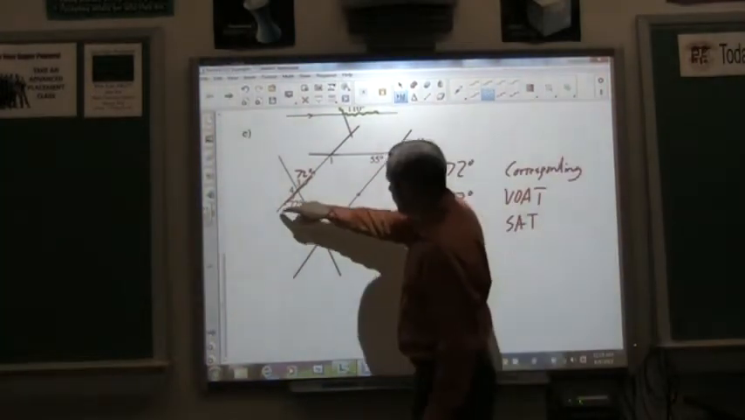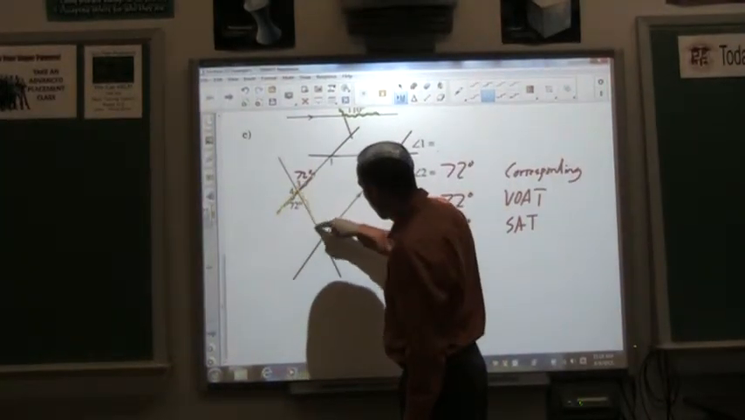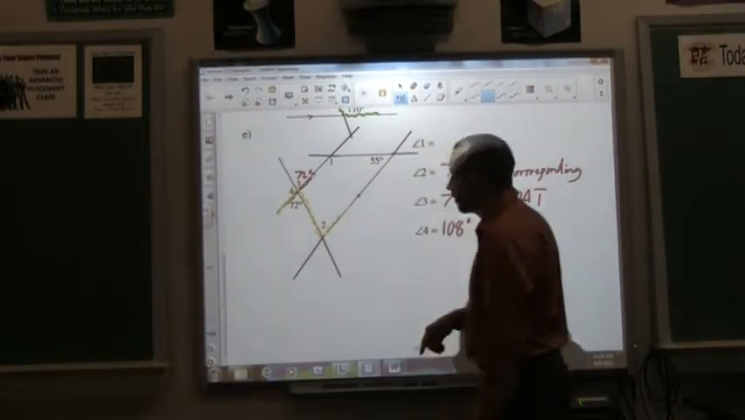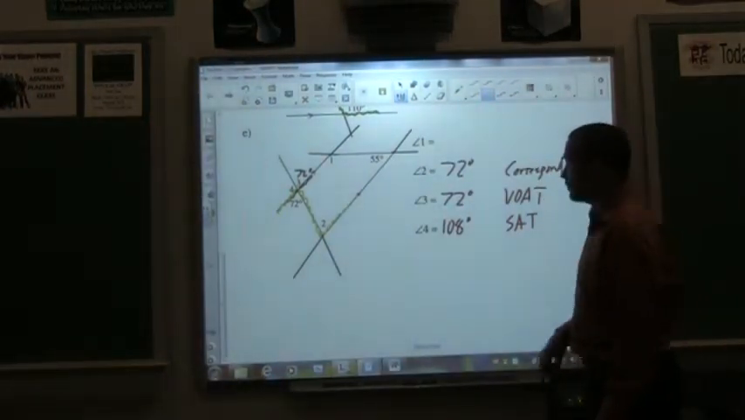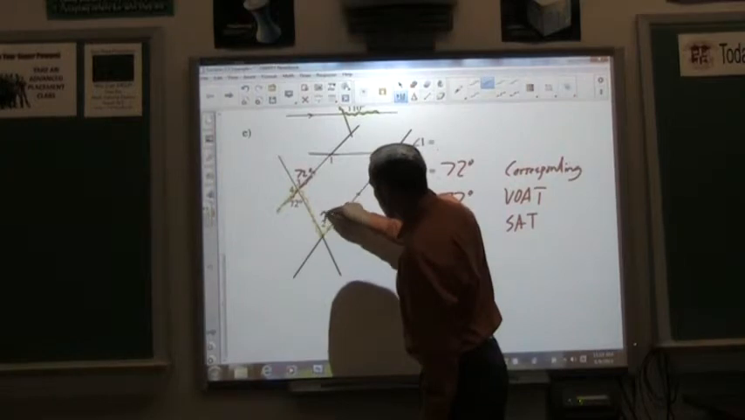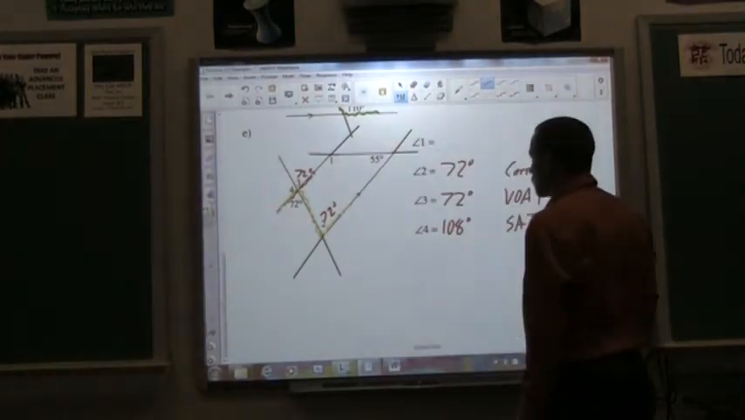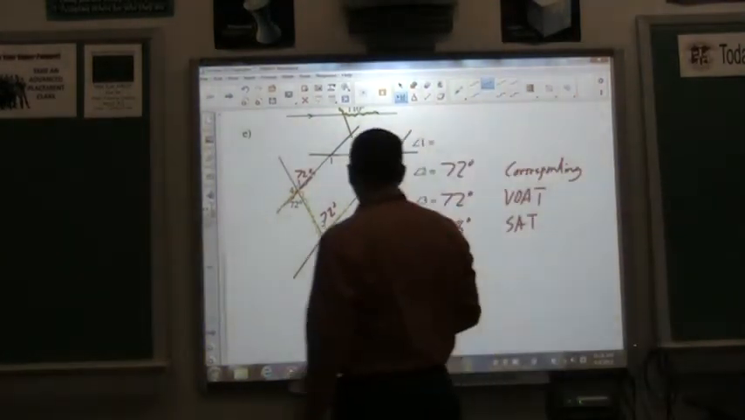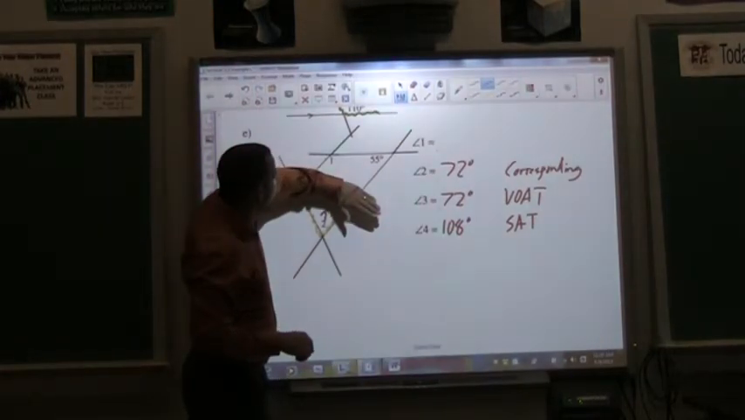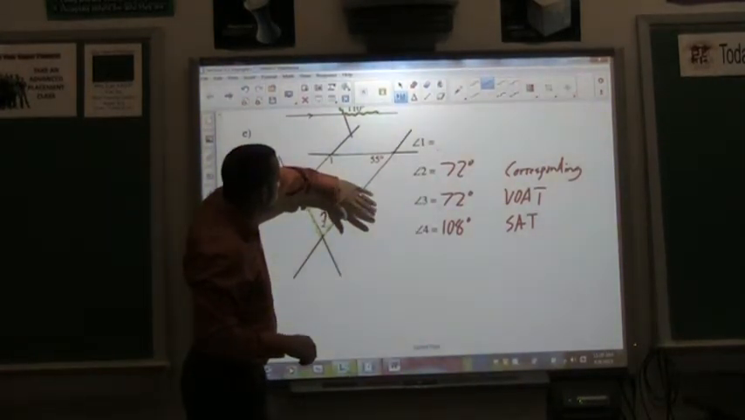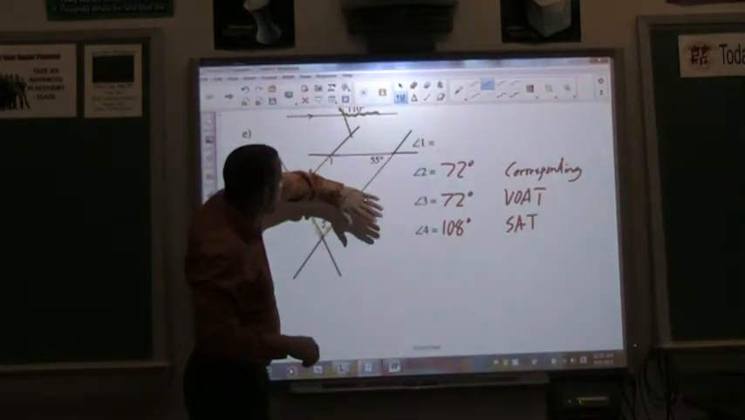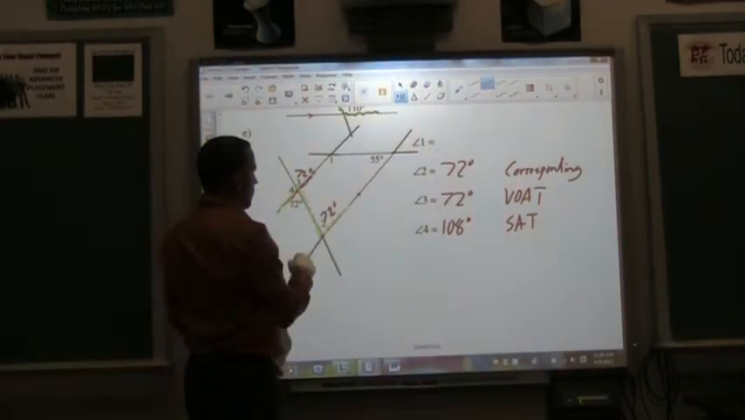Some people may have seen this one, alternate interior, or the Z rule. So let's mark that in there, 72 degrees. Now, let's look at this top one up here. Say, how am I going to solve this? These two aren't even parallel.